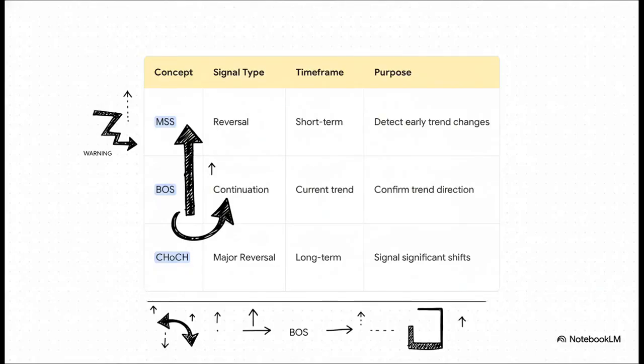This table lays it all out, but let's make it way simpler with an analogy. Think of an MSS as a yellow traffic light. It's a warning, right? It says, hey, pay attention, things might be changing. A BOS, or break of structure, that's the green light. It says, keep going, the trend is still your friend. But a CHoCH, or change of character, that's a giant road-closed, detour-ahead sign. It's telling you the whole long-term journey has changed direction.